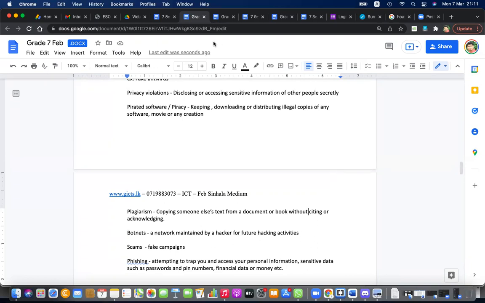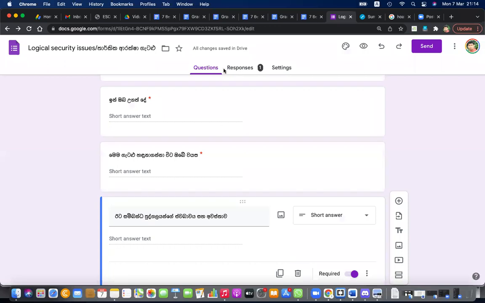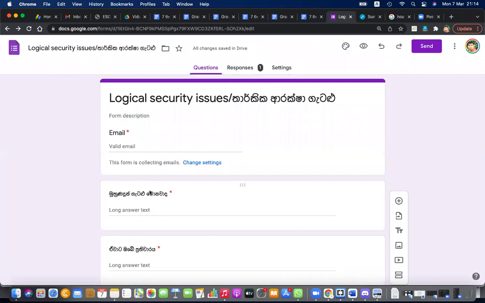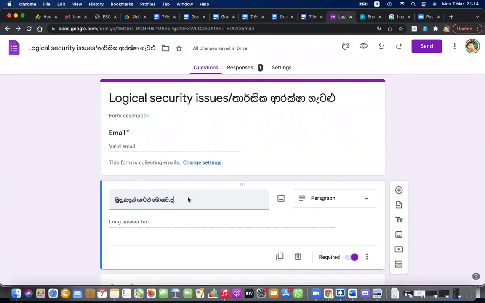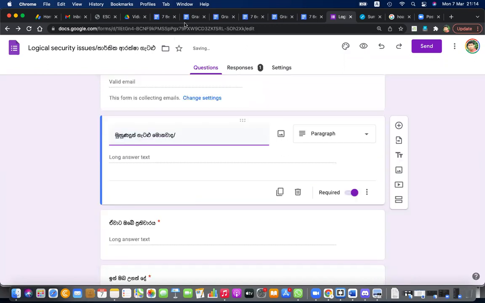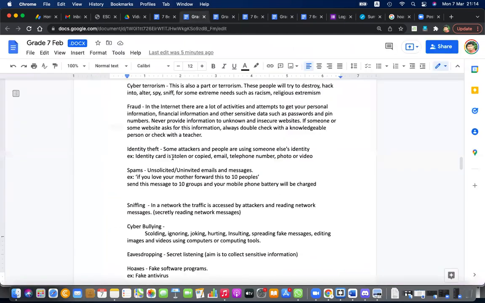Please write down quickly and let me know once you are done. Finish writing, sir. Activity, right? Activity is this. I'll share with you not a Google Sheet, a form. This form is basically about these logical security issues. First of all, you have to tell what kind of logical security issues you have faced. This is a survey, right?